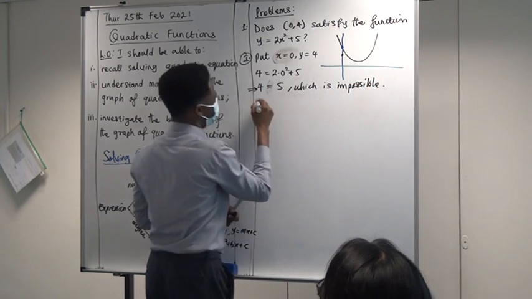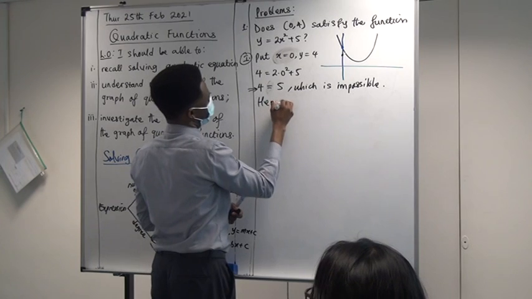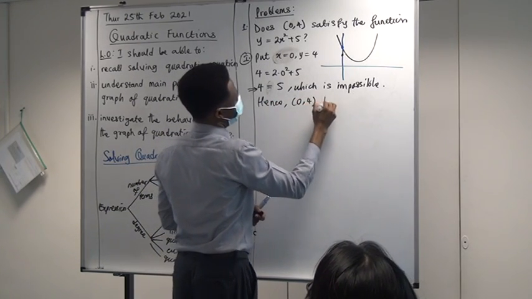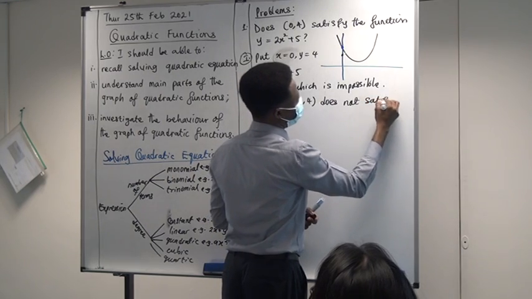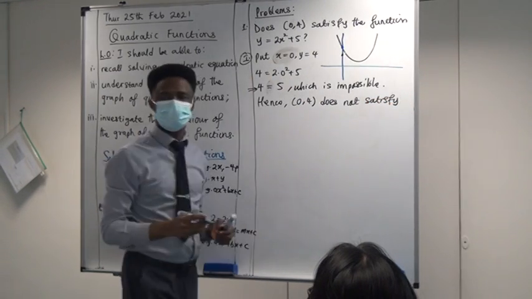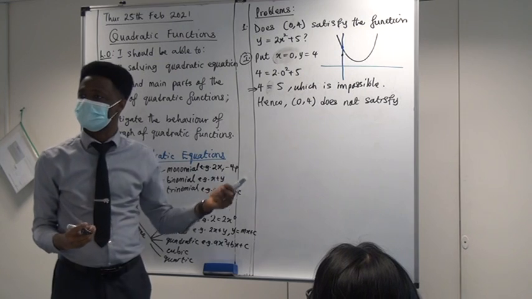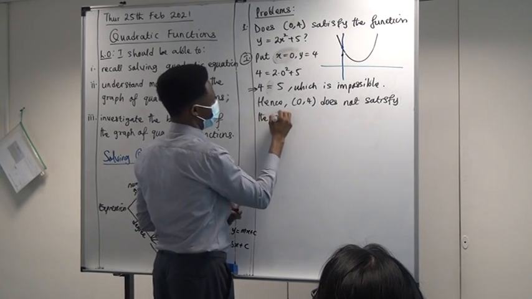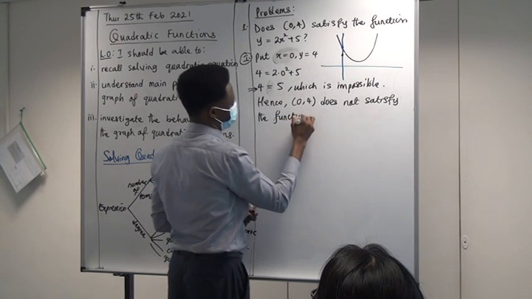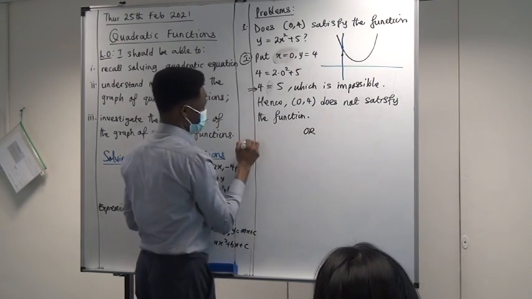So the conclusion is, hence, (0,4) does not satisfy the function. The reason I'm doing this is not because you don't know how to do it, but to show you how to communicate. That's why I'm writing this, to give you an idea of how to communicate. Okay, some might decide to do it this way.